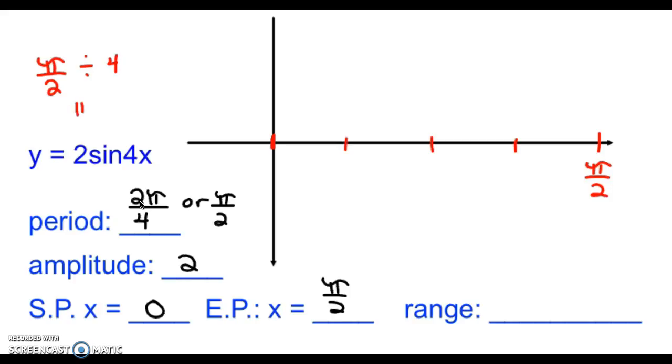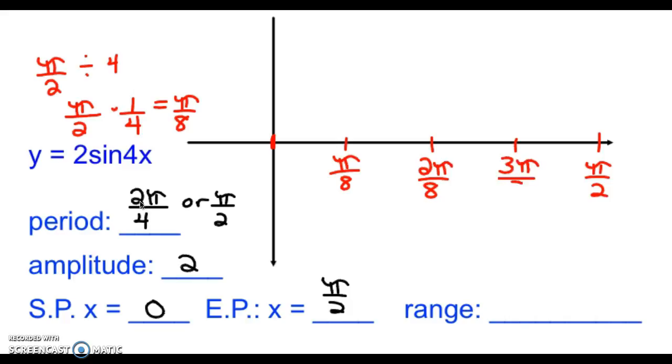I think it's easier, instead of dividing by 4, that's the same as multiplying by 1/4, so you can figure out it's pi over 8. Okay, so that's really what I'm counting by. So I'm going to count by pi over 8, and I'm not even going to reduce. So pi over 8, 2 pi over 8, 3 pi over 8. And then if I add it again, I get 4 pi over 8, which is pi over 2. So it should match up.